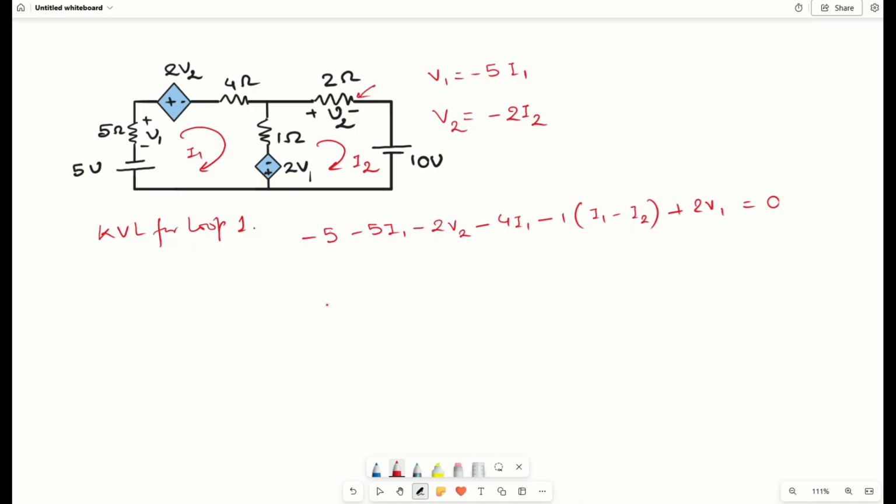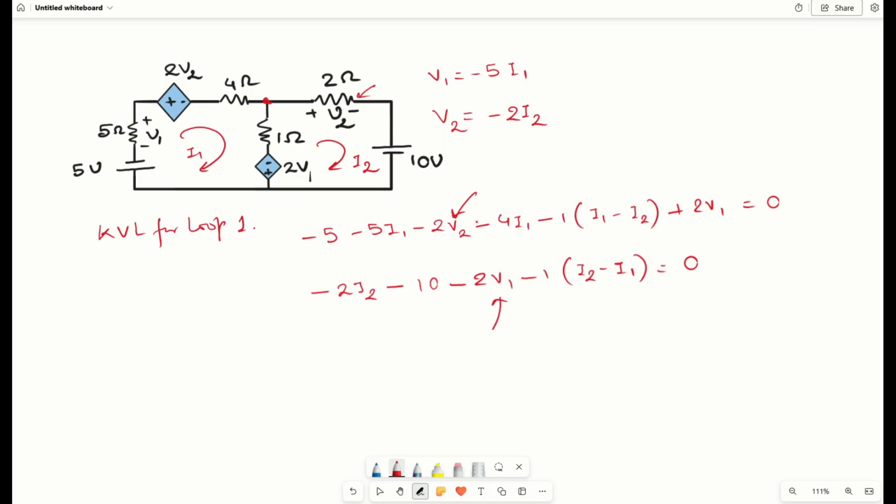Then similarly, if we start from this point, it will be minus of 2i2, then minus of 10, then again minus of 2v1, then minus of 1 into I2 minus I1 equals 0, right? So now we will put in the values in place of V2 and V1.